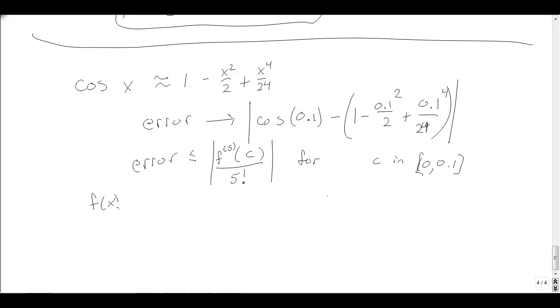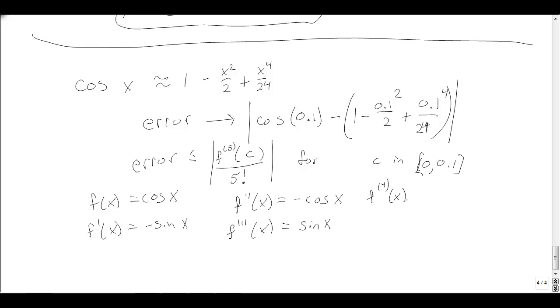So f of x is cosine x. F prime of x is negative sine x. F double prime of x is negative cosine x. F triple prime of x, derivative of negative cosine x, is going to be positive sine x. The 4th derivative of x is going to be then cosine x. And the 5th derivative of x will be a negative sine x. So we get a negative sine x here.